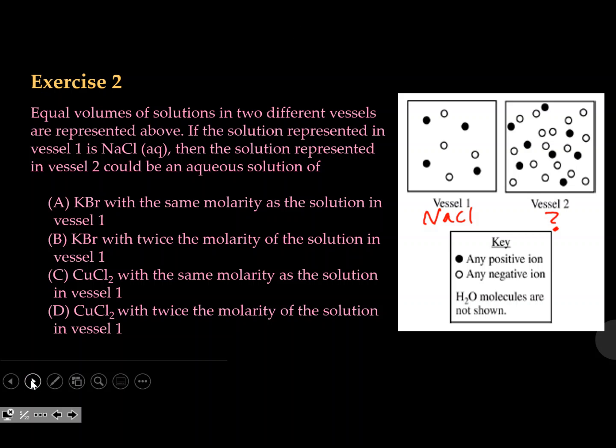All right, any suggestions where to begin? What should we do here? Count. Counting is always good. So we have 1, 2, 3, 4. The black circles represent positive ions, so that means I have 4 sodiums, okay?